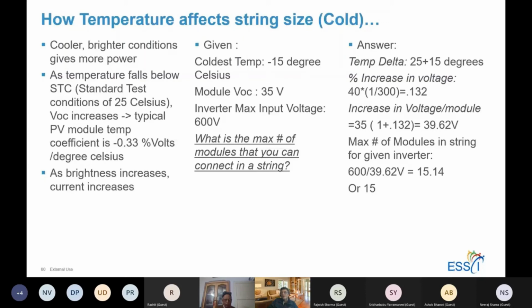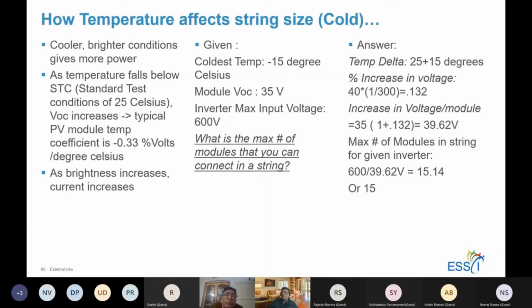The module was rated at 35 volt on standard test conditions. Your inverter maximum input voltage was 600 volts. Okay, what is the maximum number of modules that you can connect in a string? So what you do is you take that delta of 40 and find out what is the percentage increase in voltage. It is 0.132, or 13.2% increase in voltage, which means that the VOC of 35 will rise to 39.62 volts. Divide 600 by 39.62, you get 15.14.